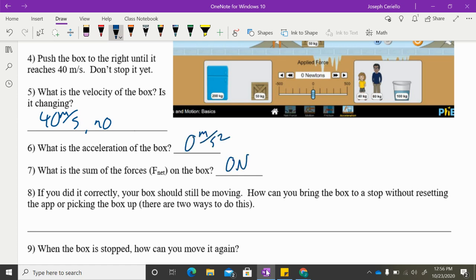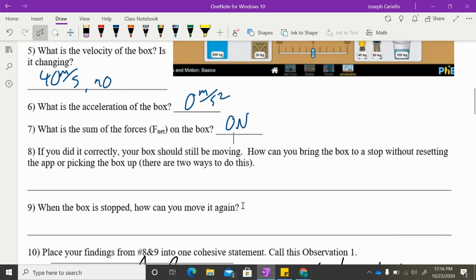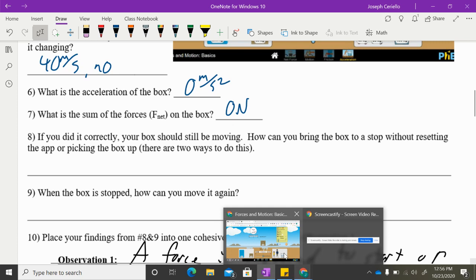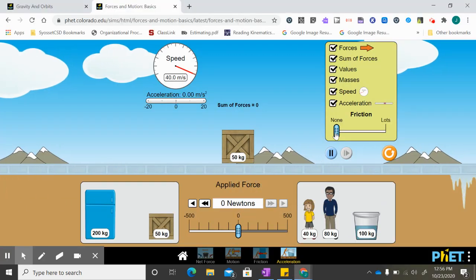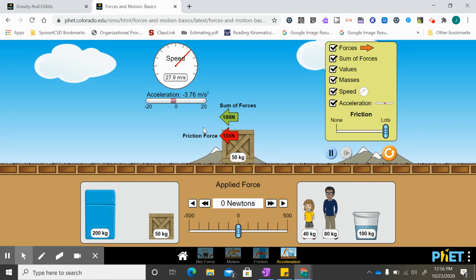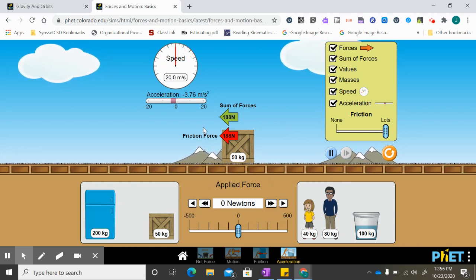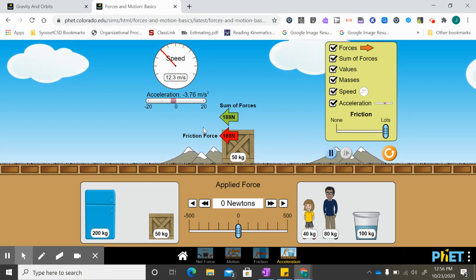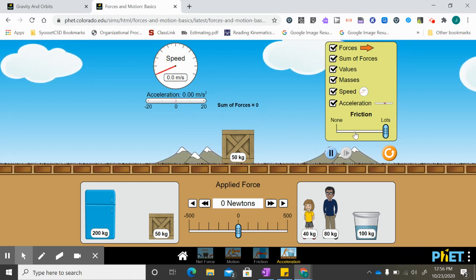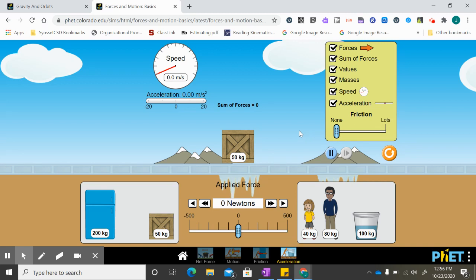Okay. If you did it correctly, your box should still be moving. How can you bring the box to a stop without resetting the app or picking up the box? So let's get it to stop moving. The first way a lot of people did was they said, well, let's turn on friction. Notice what friction is doing. It's applying a force in the opposite direction. But eventually this will come to a stop. So that's the first thing you do, apply friction. So let's turn it down again, and let's get this bad boy going.